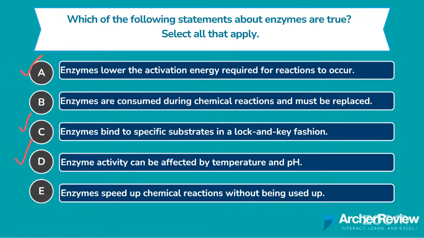And then our last one, enzymes speed up chemical reactions without being used up. And yes, that is one of the ways that makes them so amazing, because they can just go on to catalyze reaction after reaction after reaction without being used up. So what's wrong with B? Well, if we see, B is actually the opposite of E. It says enzymes are consumed during chemical reactions and must be replaced. That is a completely false statement. They can be used over and over and over.